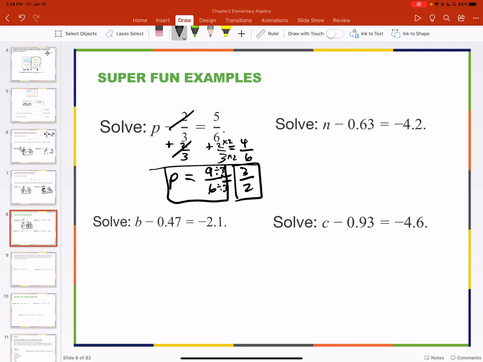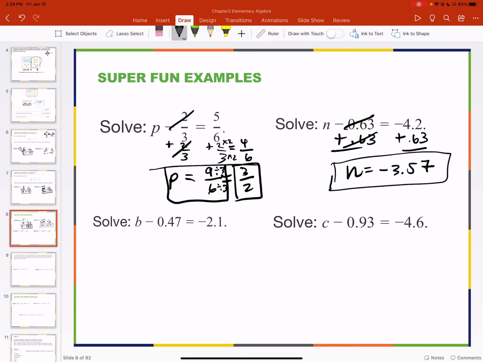Okay, so now here we have n minus 0.63 is equal to negative 4.2. So we're going to add 63 hundredths to both sides. Okay, so then you would get n is equal to, and then we have negative 4.2 plus 0.63. So we're going to combine, we're going to subtract, right? Because they're different signs. And then we keep the sign of the larger. Okay, so that's going to be negative 3.57. Okay.